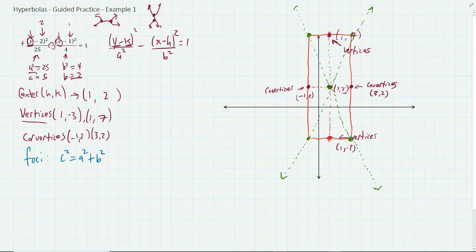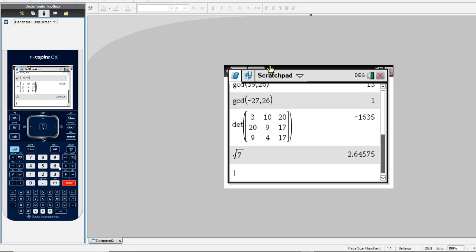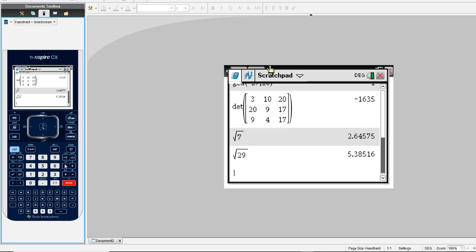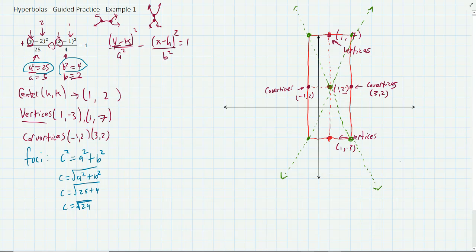And this is my a squared, which is 25, and my b squared is 4. So what I'm telling you is that c is equal to the square root of a squared plus b squared, which means c is equal to the square root of 25 plus 4. So c is equal to the square root of 29. And the square root of 29 is somewhere between 5 and 6. I'm going to ask the calculator, what is that exactly? Square root of 29 is 5.4, we'll say.